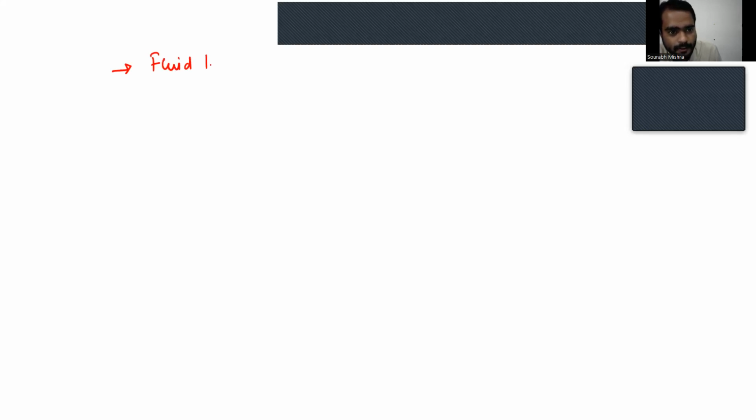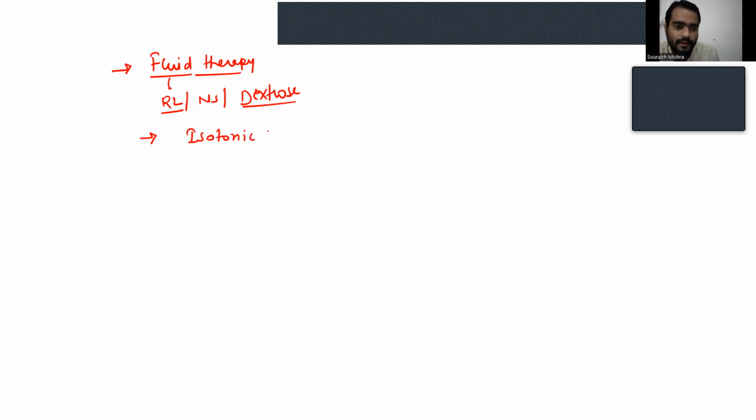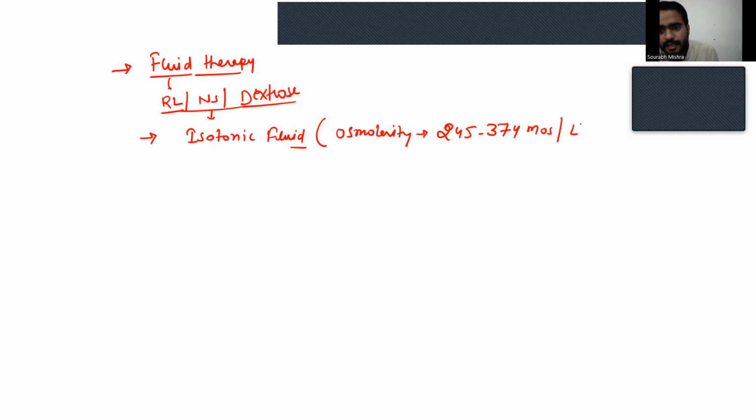Next, fluid therapy. Under fluid therapy, we are giving some RL fluid, NS fluid, and dextrose. I want to tell one thing: all these are isotonic fluids. Isotonic fluids are those fluids whose osmolarity is between 245 to 374 milliosmol per liter. Those fluids are known as isotonic fluids.